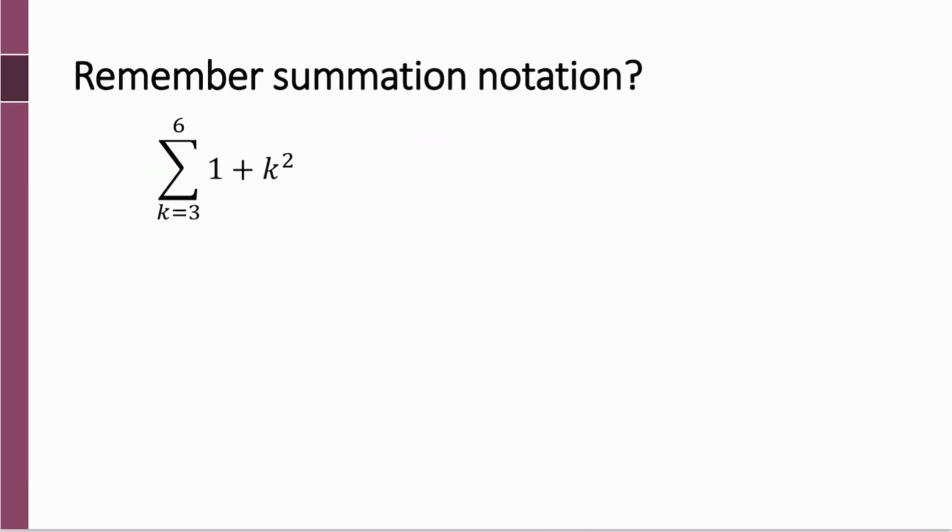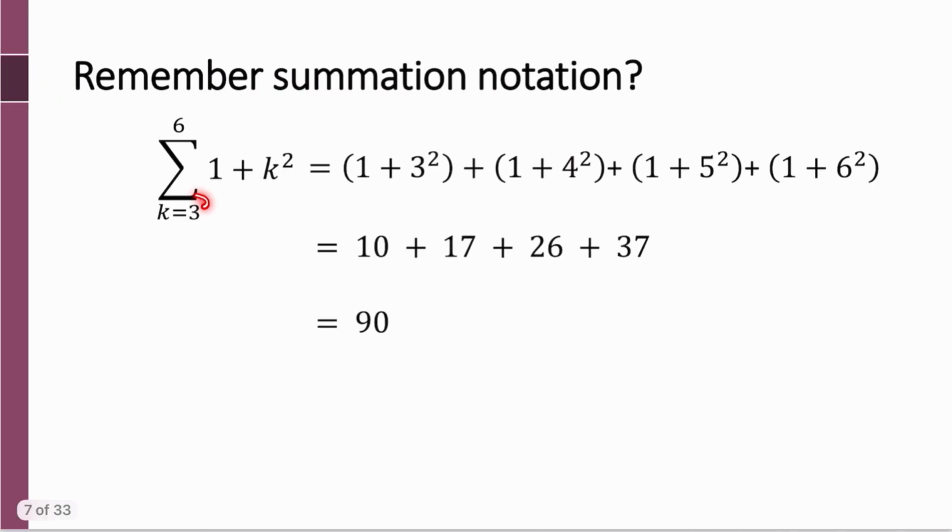So you learned in Algebra 2 probably about sigma notation or summation notation, and recall that what this means is that you would take this lower bound here, this lower limit, and you would plug it into your expression, and then you plug in every integer until you get to that upper limit or upper bound. So it would be 1 plus 3 squared, and then 1 plus 4 squared, 1 plus 5 squared, 1 plus 6 squared, and then the symbol means that you're going to add all those up, and in this case you would end up getting 90.